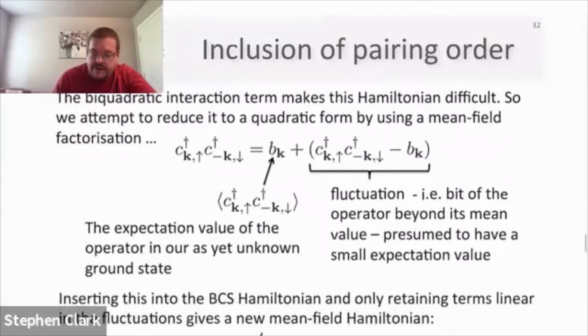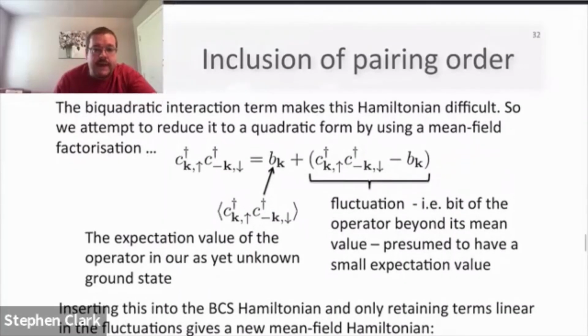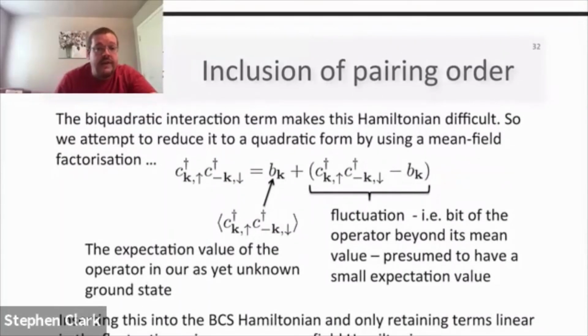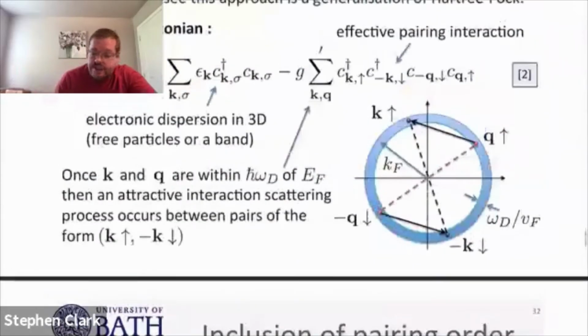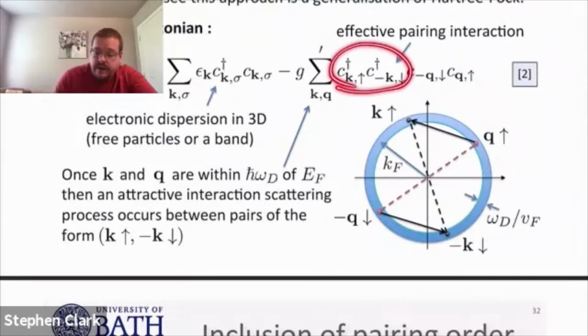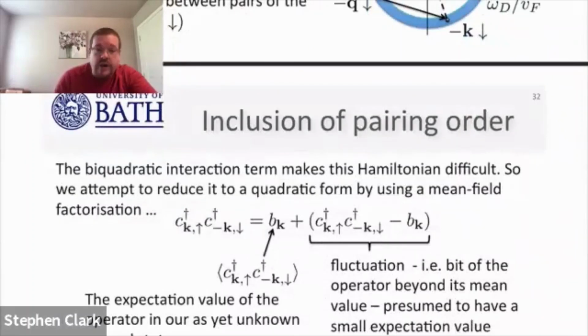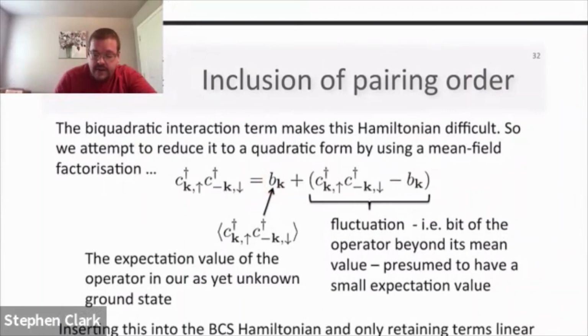Okay, so let me just do a little bit of the background. We need to rewrite this Hamiltonian in a way that's going to make sense and allow us to diagonalize some mean field Hamiltonian. And the trick here is to take this pairing term and rewrite it as some scalar bk, which is the expectation value of this operator. Notice it's an expectation value of C dagger C dagger.